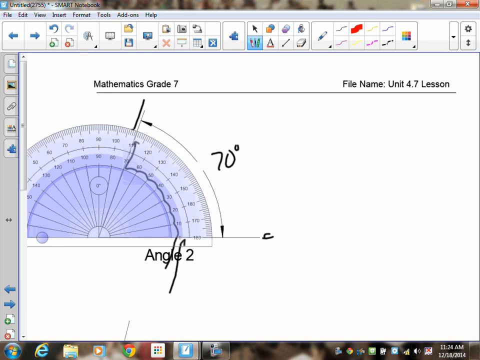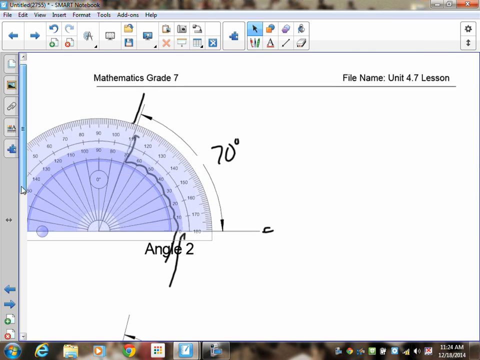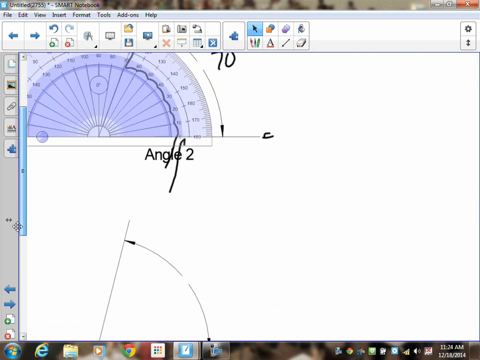At the grade 6 or grade 7 level, you should be able to measure the nearest angle without any difficulty. Okay, so take a second and measure angle 3.